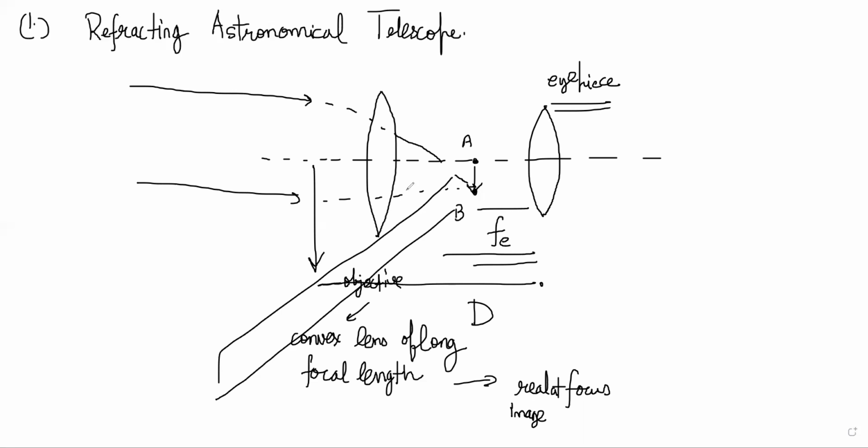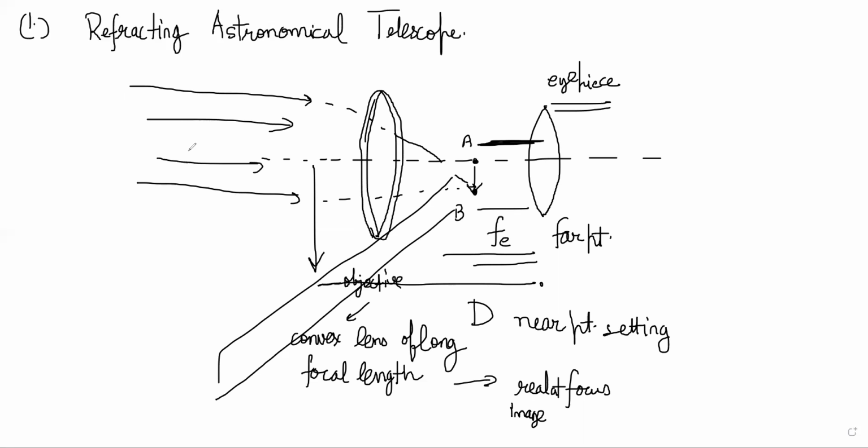So either you view it from the far point situation where this distance should be the focal length of the eyepiece, or you view it in the near point setting, right? It's the exact same principle actually. The only difference is that the objective should have a big focal length so that it can absorb enough rays, and a big aperture so that enough light can come in and form an image here, right?